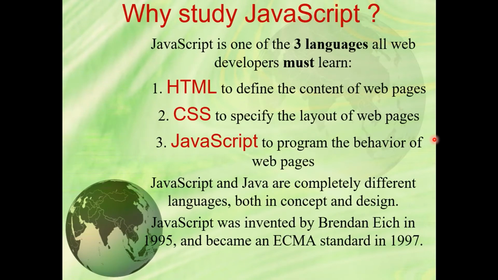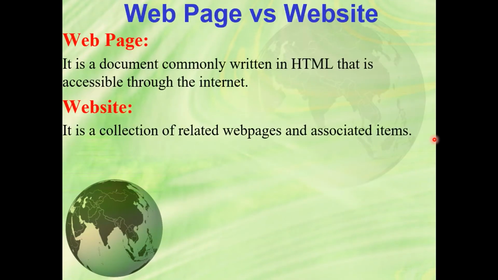Now, the second one is the web page. What is a web page and a website? Every user must know, before creating a website, what a web page and a website are. A web page is a document commonly written in HTML that is accessible through the internet. That is one document, written in the HTML language.